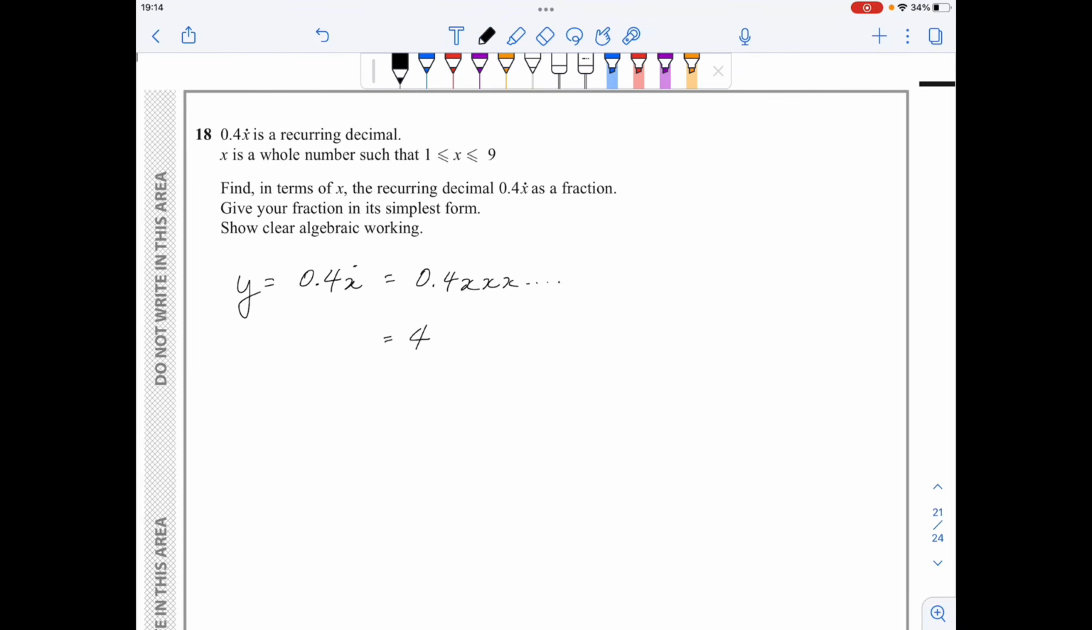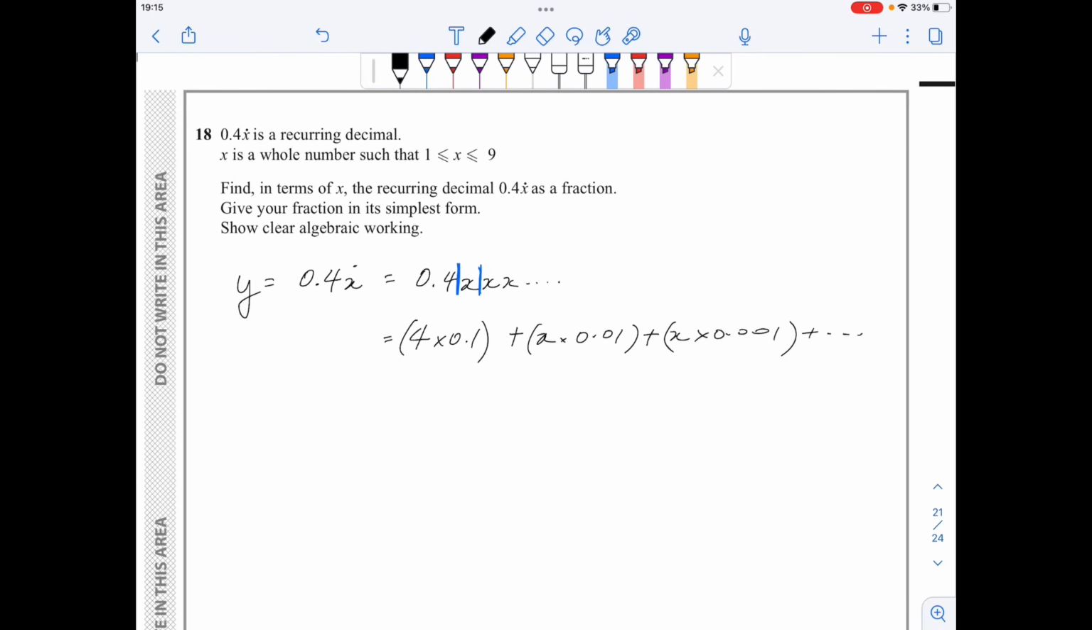So this is actually 4 times 0.1 plus x times 0.01 plus x times 0.001 and so on, where 0.1, 0.01, 0.001 are the values of each decimal place. Now, let's start by noting that the first x appears here and ends here. So relative to the dot, that's one place after it and stops two places after the dot.